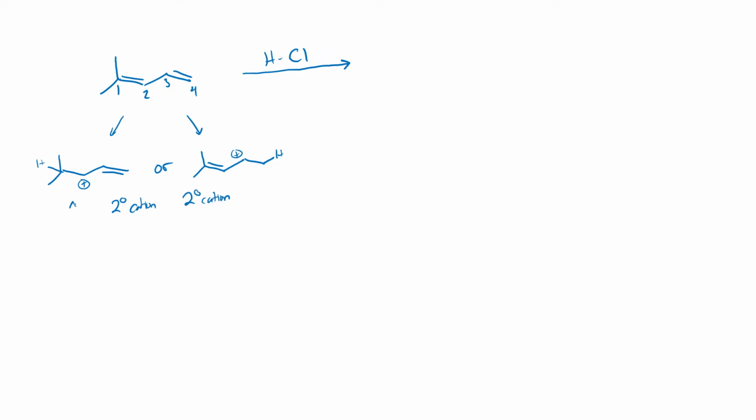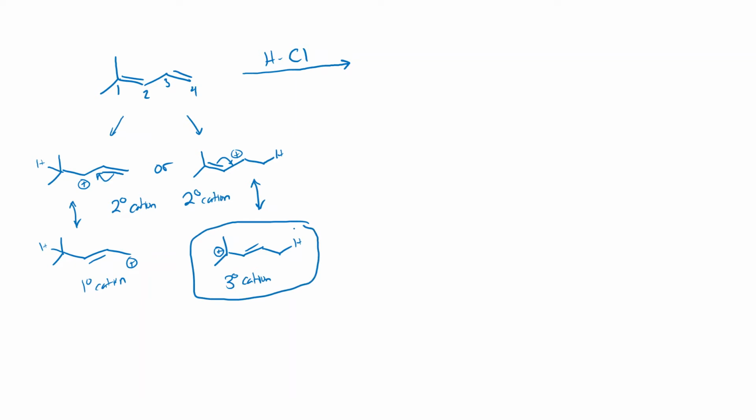If we draw the resonance structure for each of these, we can move this pi bond over to distribute that positive charge, and we end up with a primary cation here. But if we do that with the other one, we end up with a tertiary cation, which is clearly going to be the most stable option. So where's our most stable cation? It's this one right here.